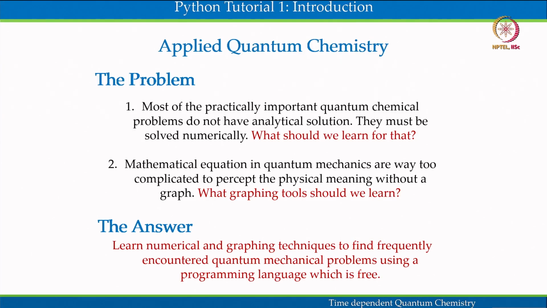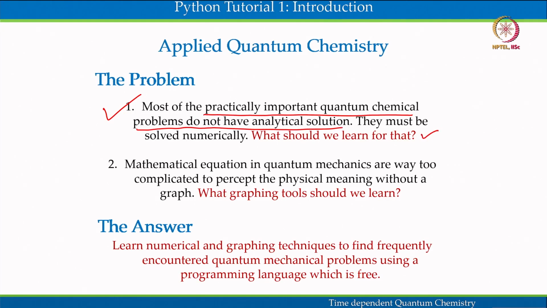So this mismatch poses a vexing problem, particularly when it comes to encouraging students both in experimental and theoretical physical chemistry lab for free thinking of any quantum mechanical problem. So this is one problem which we have: most of the practically important quantum mechanical problems do not have analytical solutions. They must be solved numerically. Question is, what should I learn for that?